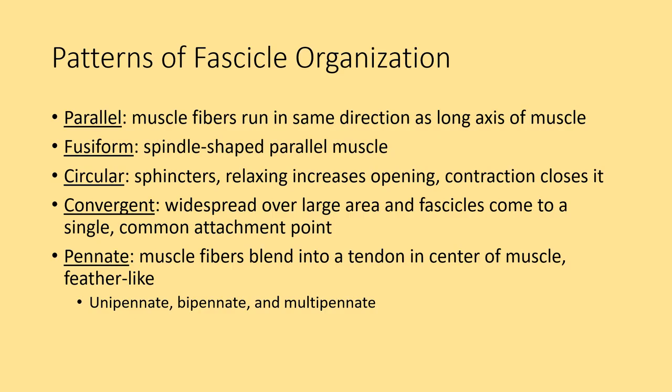There's different ways that we name the muscles, and one thing that is often looked at is how the fascicles are organized. If the muscle fibers are all running in the same direction, typically all along the long axis of the muscle, we refer to that as parallel. If it's spindle shape, more narrow at the ends, it's fusiform. If the fascicles are in a circular shape, they're called circular. Those are often seen with sphincters. These are circular muscles that when they relax, it increases the opening. When they contract, it closes them.